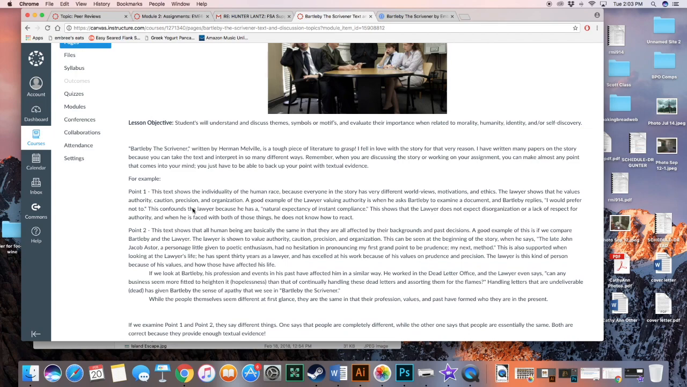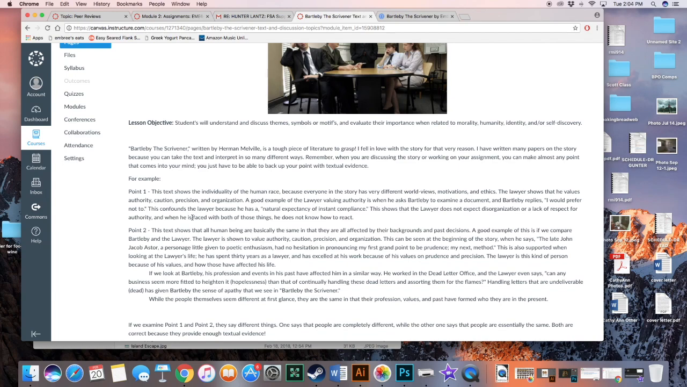A good example of the lawyer valuing authority is when he asks Bartleby to examine a document, and Bartleby replies, "I would prefer not to." That's what Bartleby always says, as you'll see towards the end of the story. This confounds the lawyer because he has a natural expectancy of instant compliance. This shows that the lawyer does not expect disorganization or a lack of respect for authority. And when he is faced with both of those things, he doesn't know how to react. He's confounded by the situation.